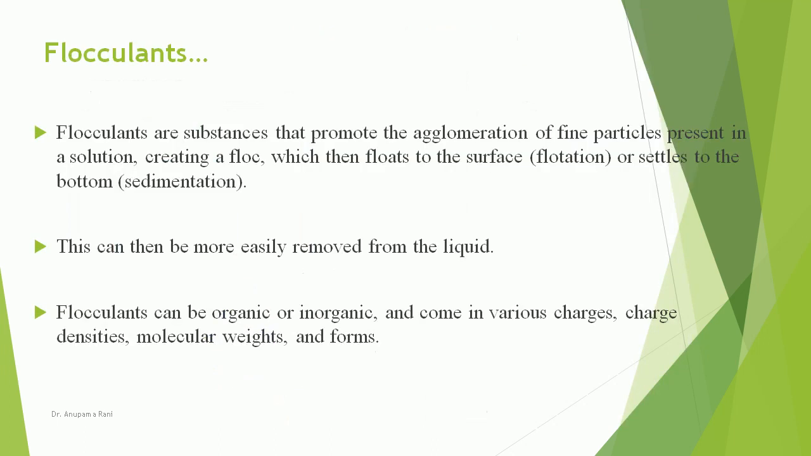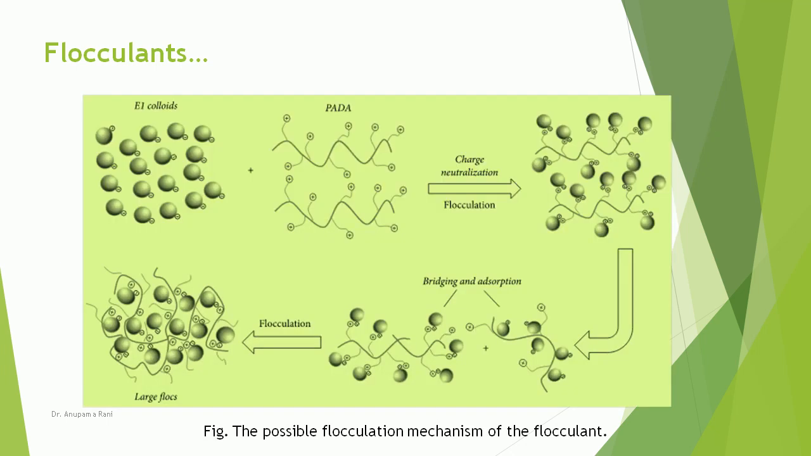After coagulants come the flocculants. Flocculants are substances that promote the agglomeration of fine particles present in a solution, creating a floc, which then floats to the surface, flotation, or settles to the bottom, sedimentation. This can then be more easily removed from the liquid. Flocculants can be organic or inorganic, and come in various charges, charge densities, molecular weights, and forms. Now look at this diagram to understand the process of flocculation. It shows the possible flocculation mechanism conducted by a flocculant.